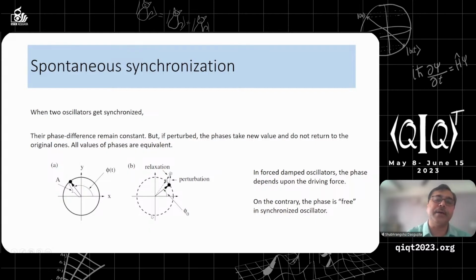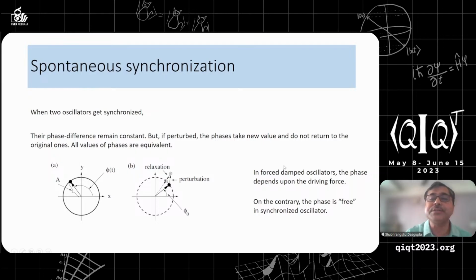So look at plot B here. If I have a perturbation, that means the black dot has gone out from the limit cycle, and when it comes back by reducing its energy through dissipation, through relaxation, it will come back to a different point on the limit cycle, and the different point will differ from the original black circle by some phase. So the phase will change. In fact, the phase difference will remain constant after perturbation, but the phase will change.